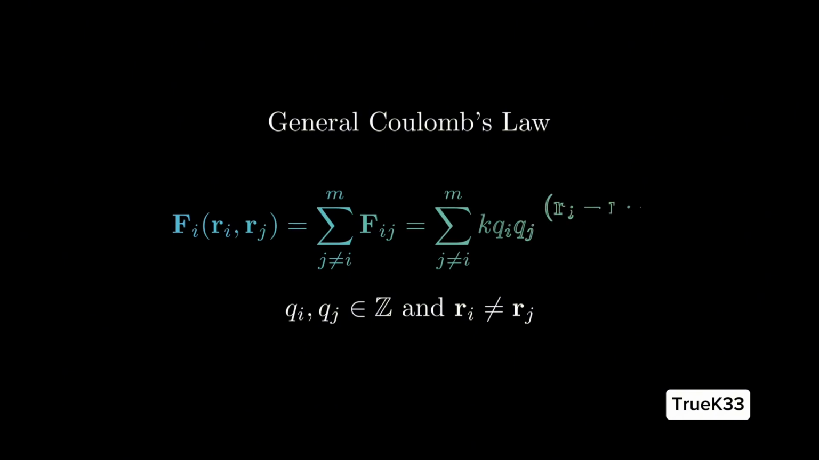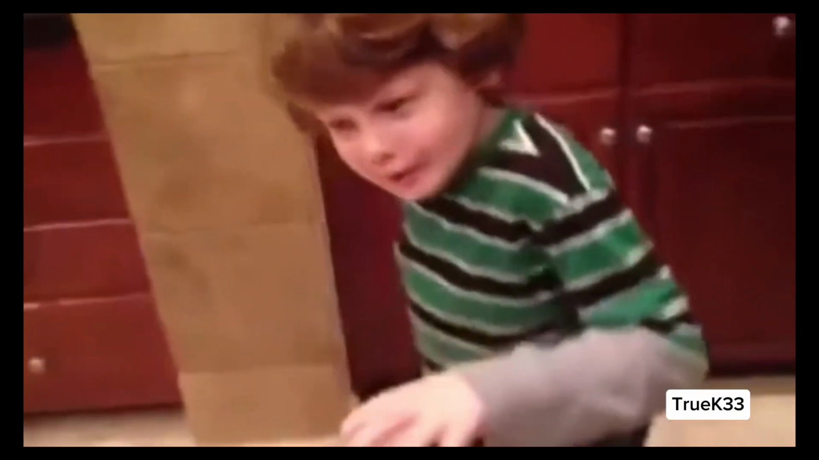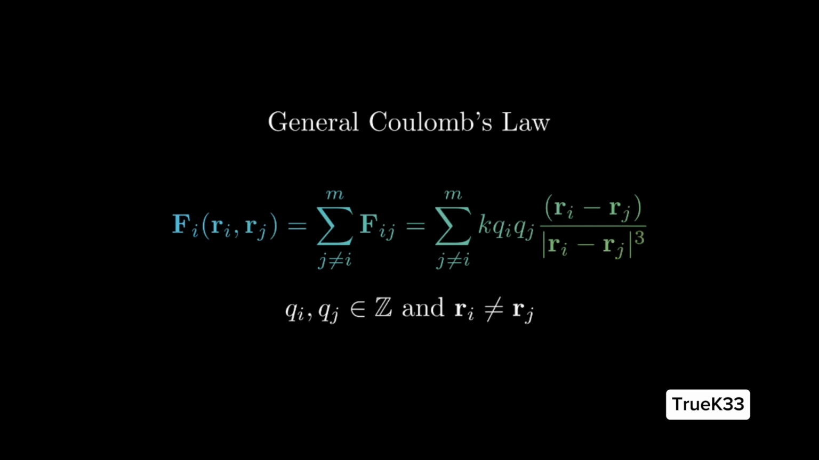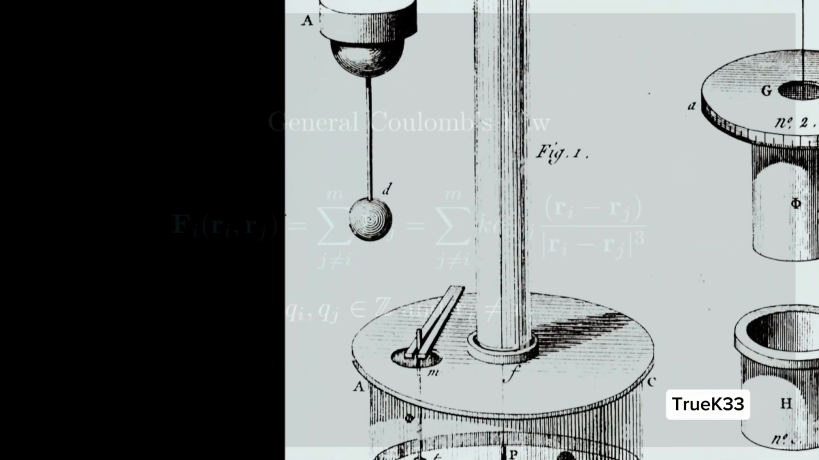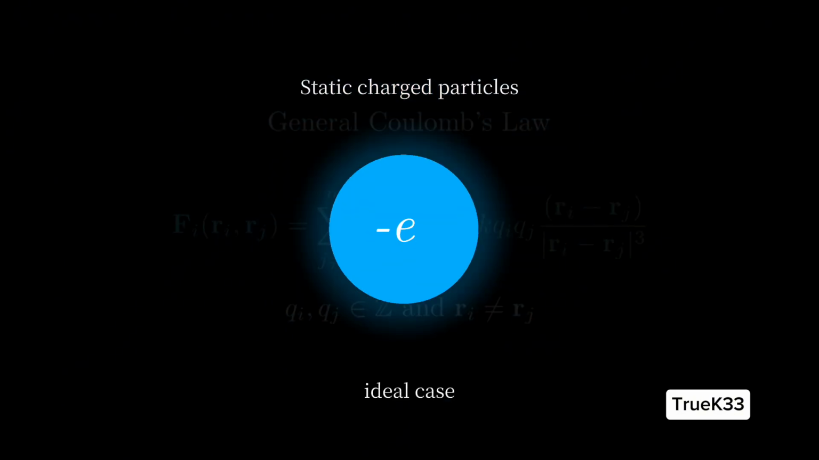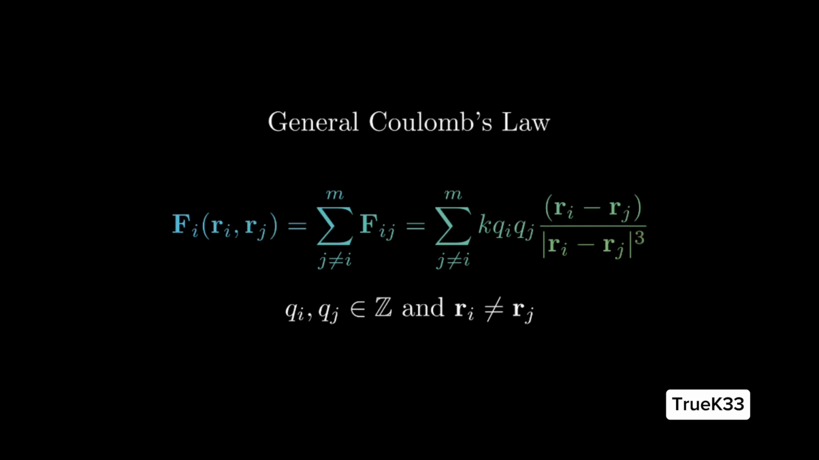Here's the general expression of Coulomb's law for a set of m charged objects. Don't be afraid of this equation. It's just a modern expression of Coulomb's law. These objects may be macroscopic, like spheres, or microscopic charged particles. Let me explain every term of this equation.